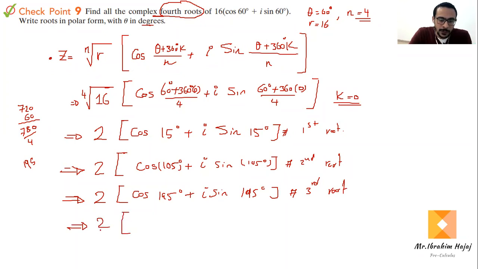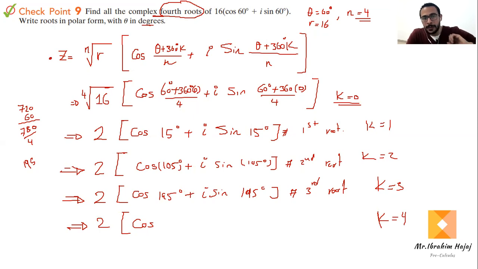And then cosine. Now when k is 1, when k is 2, and when k is 3, we calculated them. Now when k is 4 and so on, cosine, substitute k equals 4. 4 times 360 plus 60 gives 1500, divided by 4, which is 375. So cosine 375 plus i sine 375.